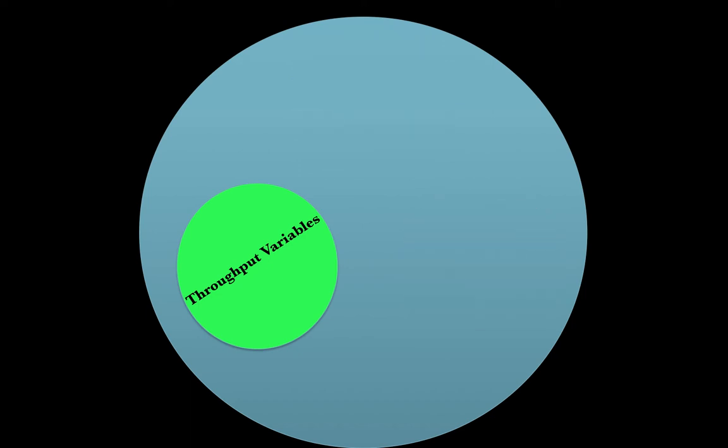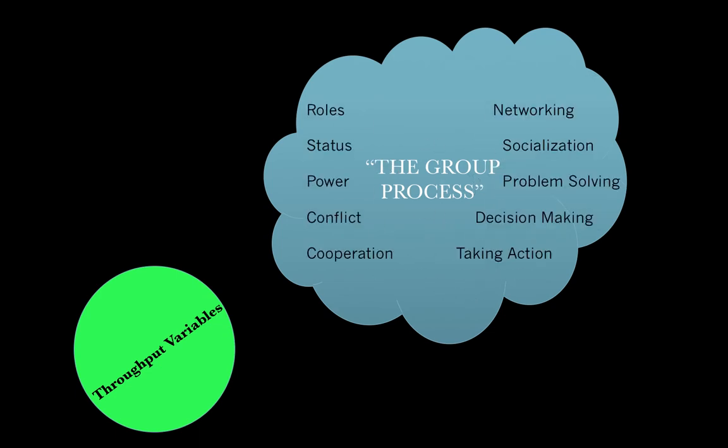And so if you remember, throughput variables, simply explained, are really all about the group process. There are things like roles, status, power, hierarchy, decision-making, problem-solving, socialization. They're all about the group process, or more specifically, the group's culture. And so we're going to talk a little bit more specifically about culture in this lecture.